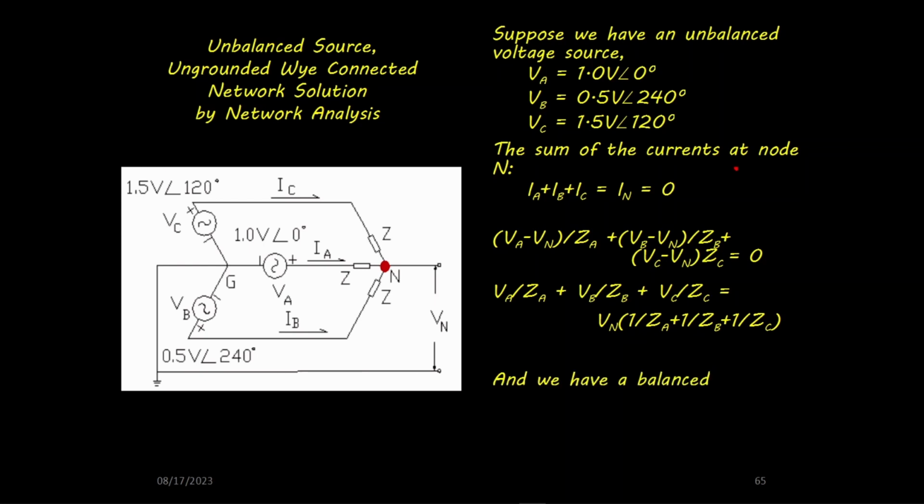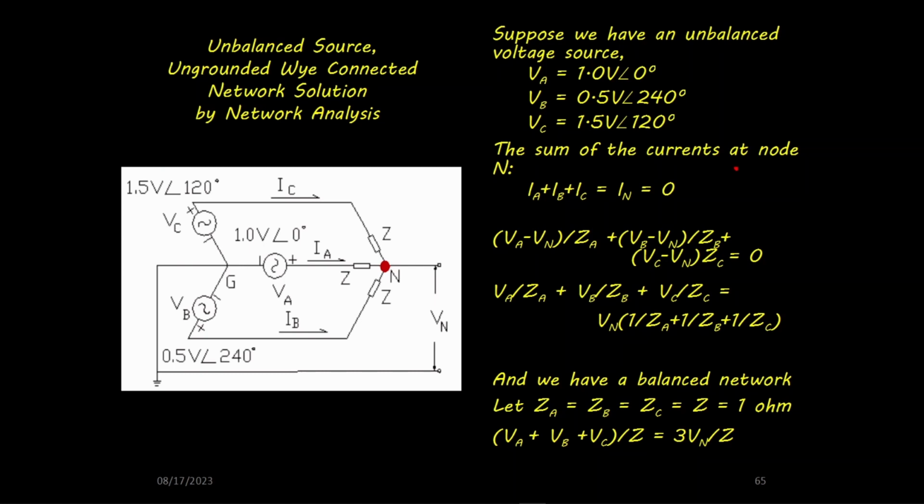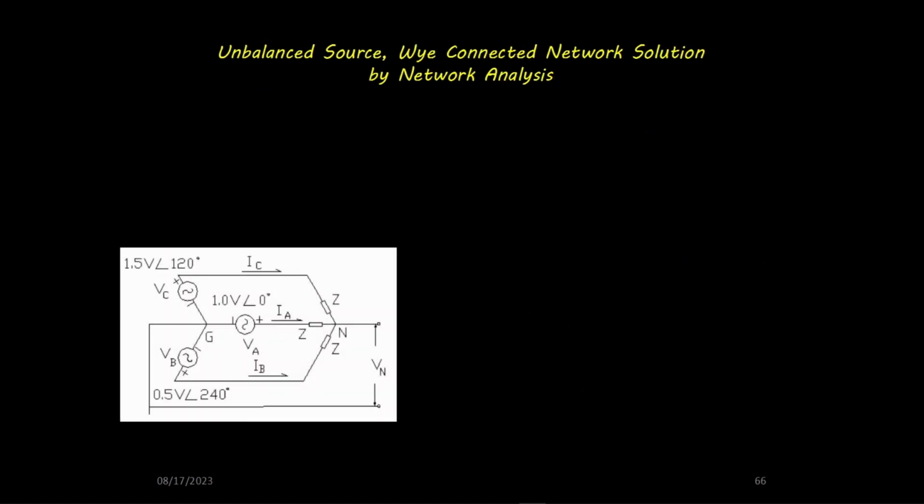Now suppose we have a balanced network. Let ZA equals ZB equals ZC equals Z equals 1 ohm. Then (VA plus VB plus VC) divided by Z equals 3VN over Z. Eliminating Z from the previous equation, we get VA plus VB plus VC equals 3VN. Entering our numerical values, 1.0 volts at 0 degrees plus 0.5 volts at 240 degrees plus 1.5 volts at 120 degrees equals 3VN.